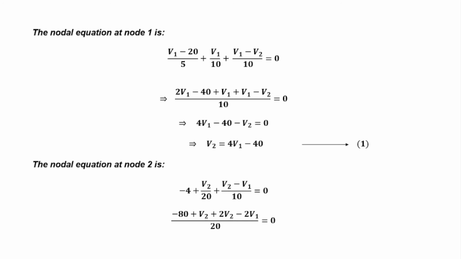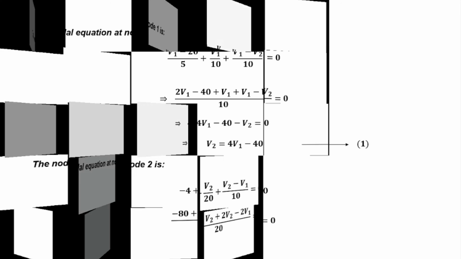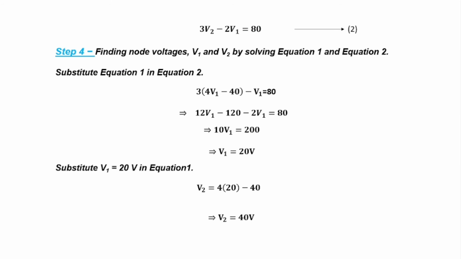The nodal equation at node 1 is (V1 - 20)/5 + V1/10 + (V1 - V2)/10 = 0. By solving this equation, we get V2 = 4V1 - 40. Nodal equation at node 2: (V2 - 4)/20 + (V2 - V1)/10 = 0. By solving this, we get 3V2 - 2V1 = 80.